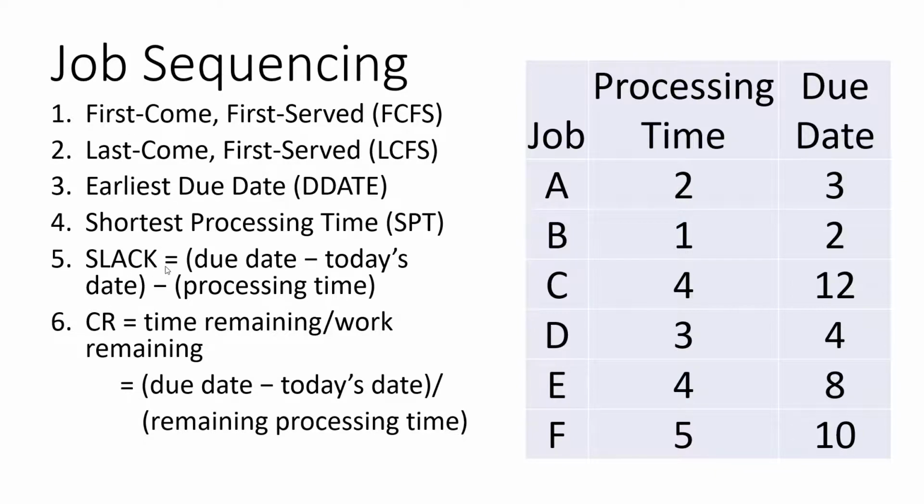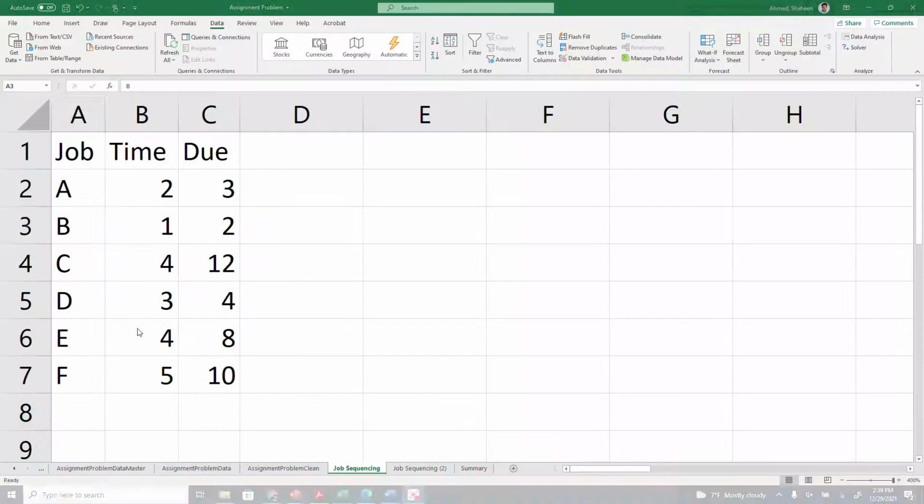Slack could be another way. For example, how many days do I have before the deadline? For example, job C has the highest amount of slack. It is due 12 days from now, and it takes 4 days to process. So we have about 8 days. So it's not due, so we'll do it last. Critical ratio is similar to slack. So let's go ahead in Excel and show you how to do this calculation.